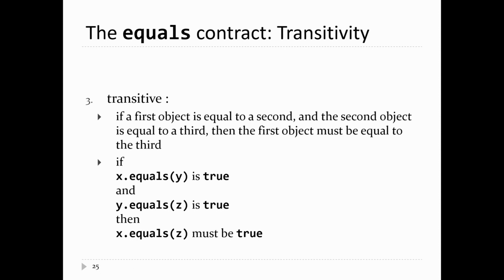Transitivity just means that if you have 3 objects and you compare them, the first 2 and the second 2, then they have to agree on whether or not they're equal. So if x equals y is true and y equals z is true, then it must also be the case that x and z are equal. Because x and y have agreed they're equal, y and z have agreed they're equal. That means x and z must also be equal.